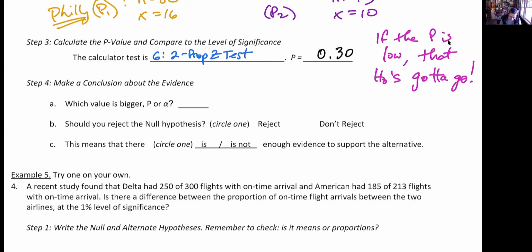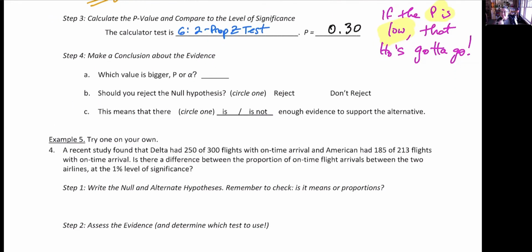What is this part here talking about? If the P is low, what is that referring to? Someone want to give it a shot? It's relative to the significance level. Yeah, what that means is lower than the significance level, which in this case is 0.05. So P is low is referring to lower than the significance level. Is the P lower than 0.05? Is 0.3 lower than 0.05? Yes, that's why I asked you this question here.